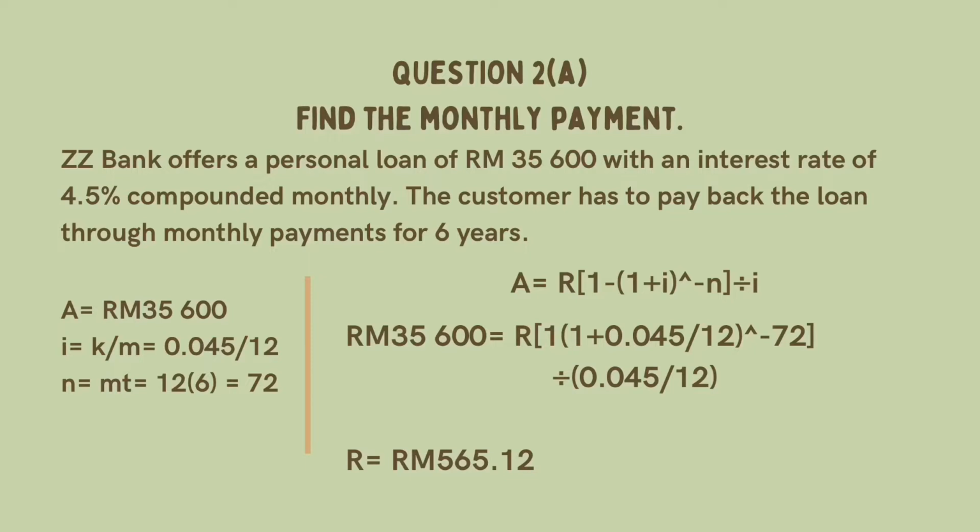35,600 = R[(1 - (1 + 0.045/12)^-72) / (0.045/12)], and the final answer would be 565 ringgit and 12 cents.